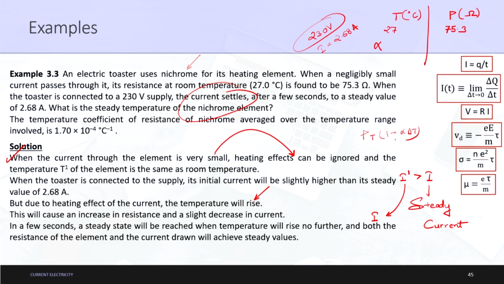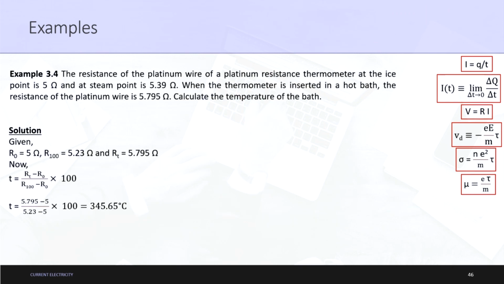So the resistance of the platinum wire of a platinum resistance thermometer at the ice point, please remember what the ice point is. Ice point is the temperature at which ice is formed, is 5 ohms. And at the steam point, what is the steam point? Steam point is the point at which the steam is obtained, at 100 degrees Celsius, is 5.39 ohms. When the thermometer is inserted in a hot bath, the resistance of the platinum wire is 5.795 ohms. So you just need to calculate the temperature of the bath.